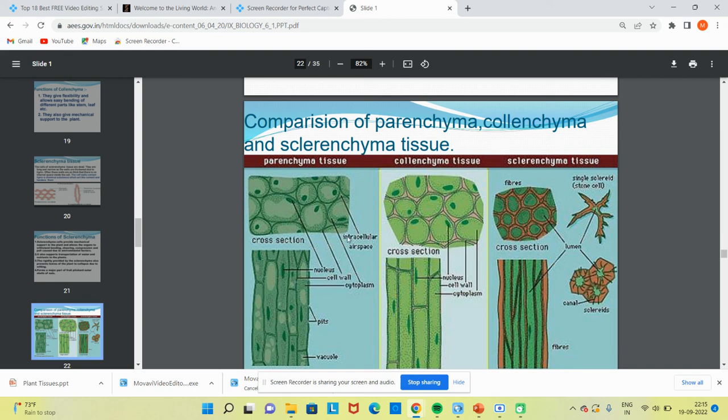So these are the thin walled cells and they have large intercellular spaces, whereas these are somewhat thick walled when compared to parenchyma. And here, fewer intercellular spaces may be observed and unevenly thickened cells. So these are the sclerenchyma cells. They are thick walled without protoplasm.